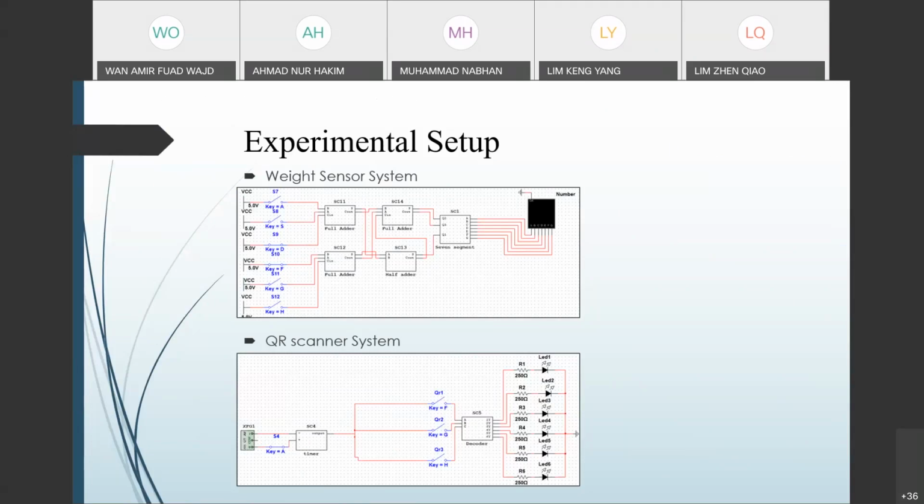For the QR sensor, the code scanned will be converted into a 3-bit signal represented by switches. And then the respective actuator will be activated and move the parcel to the dispenser. Because our circuit is quite bulky, we use a lot of sub-circuits to save space.